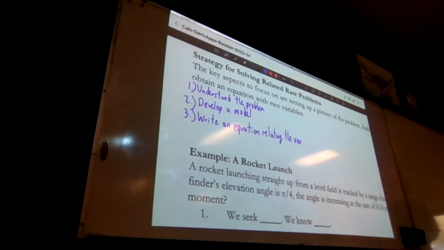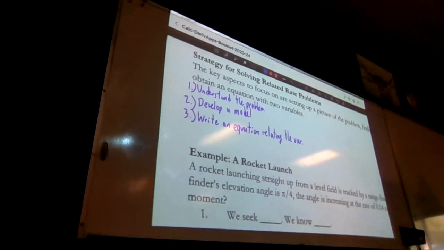Once you do this, this is the hard part, right? These three steps are going to be the hard part, just like when we were doing maximization. The hard part wasn't necessarily the calculus. You could mostly do the calculus. It was just setting up the equation from the word problems.